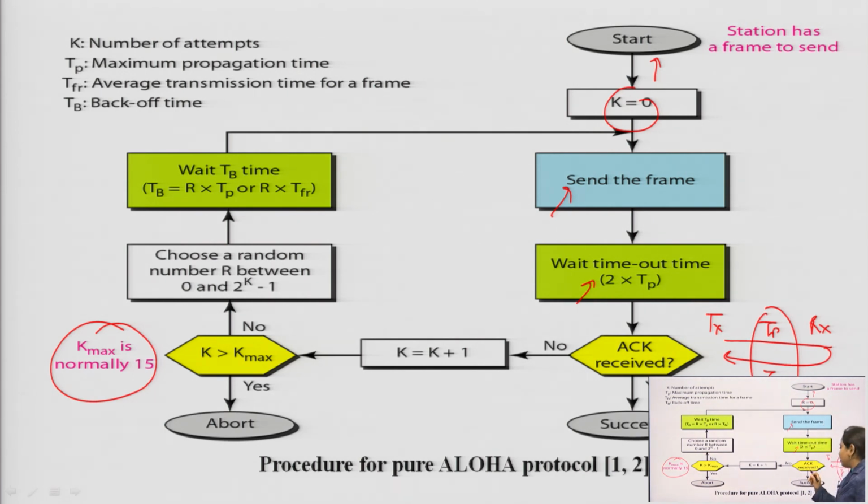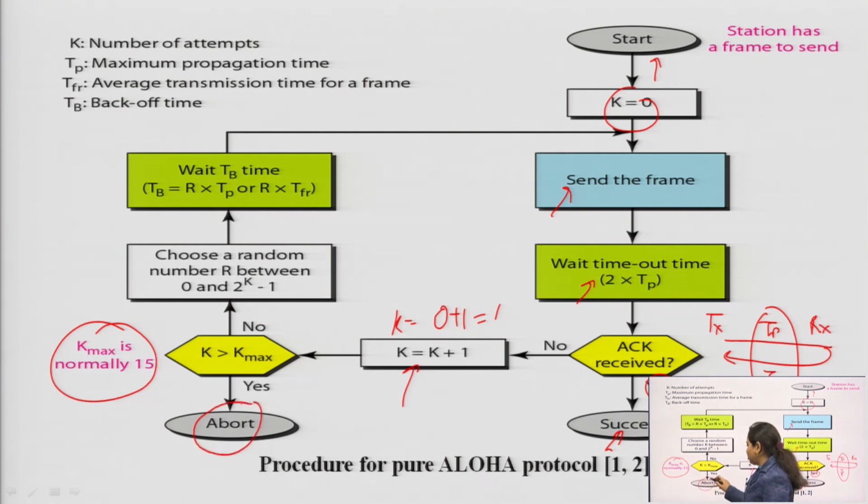If the acknowledgement is received successfully, then the packet has been received at the receiver side. If it is not, then a second attempt will be made, because initially k equals 0, so 0 plus 1 equals 1, which means the next attempt will be made. The maximum limit for this k will be 15. When it crosses the 15th limit, it will not send the data.